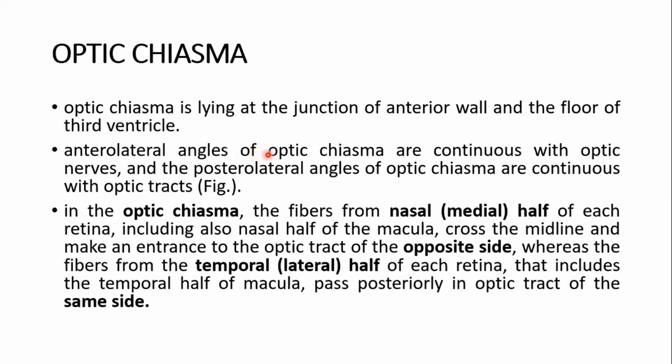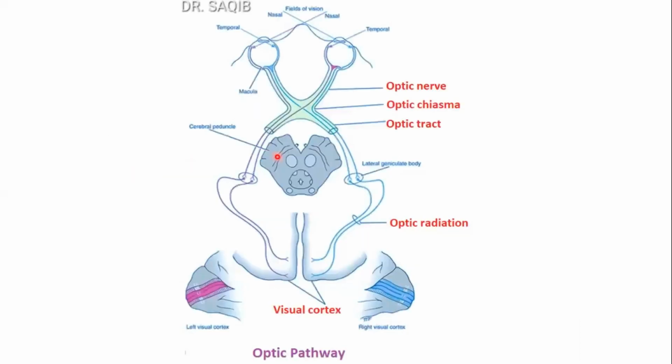And the optic chiasma is lying at the junction of the anterior wall and the floor of the third ventricle. The anterolateral angles of the optic chiasma are continuous with the optic nerves. You could see this is the optic chiasma. These are the anterolateral angles. They're continuous with the optic nerve, and the posterolateral angles are continuous with the optic tract.